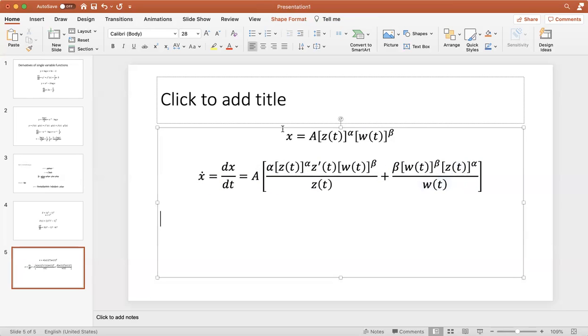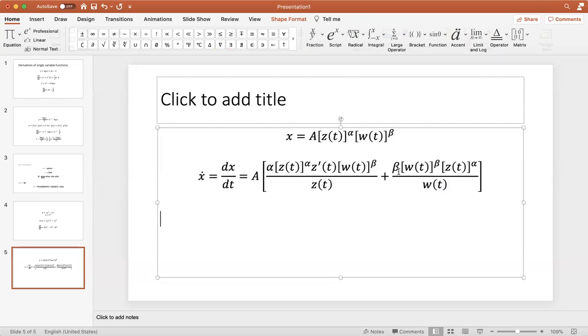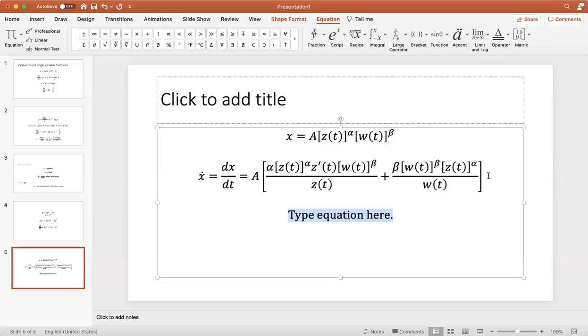Now, in macroeconomics, normally we're not just interested in the change in the variable across time. We're also interested in the growth rate. Now, to get the growth rate of this expression, we'll need to divide both sides by x. And when you divide both sides by x, you have to take into account that x is equal to this expression. Now, look closely, and we can actually factor out z of t to the alpha and w of t to the beta. So that's a common term here. So if we take out that x, we factor out that x, we'll get something like this.